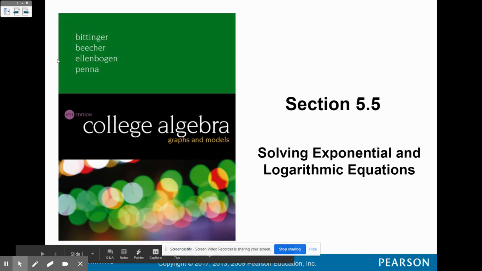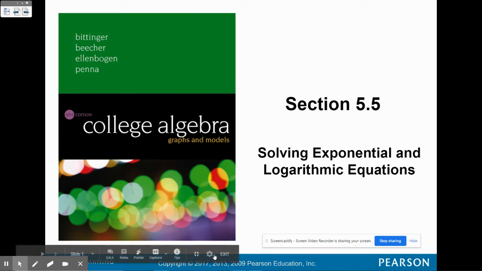Okay, so today we're actually going to solve some equations that have exponents, and we're going to use logarithms and solve logarithm equations using exponents. So we're going to go back and forth here, and our goal is to solve for the variable.